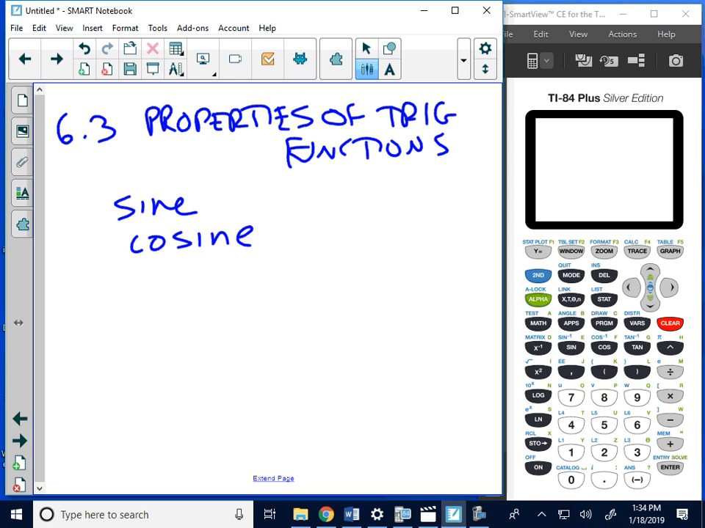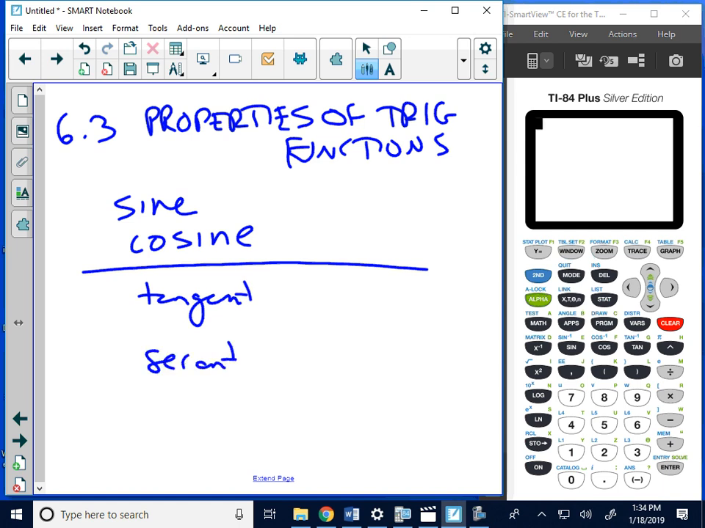Okay, but if you know sine and cosine really well, the rest of them are super easy. In fact, if you look at the big scheme of things, if you know sine, cosine, and tangent, and just a little bit about secant and cosecant and cotangent, then you'll be okay. So let's really focus on sine and cosine today. If we have time, we'll do tangent as well.